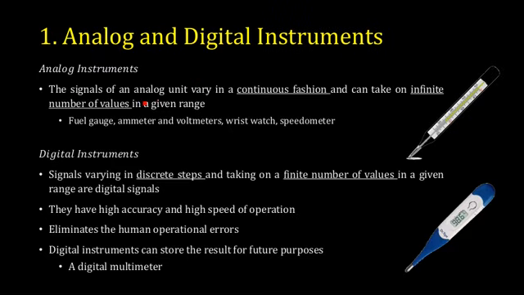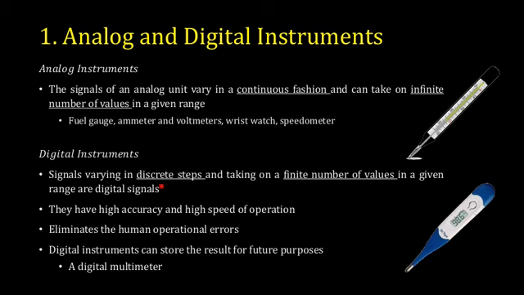Now in analog instrument, the signal varies in a continuous fashion and it can take infinite number of values in a given range. Ammeter, voltmeter, fuel gauge, wristwatch, speedometer, etc. are examples of analog instruments. Here I have shown a thermometer which is analog in nature.